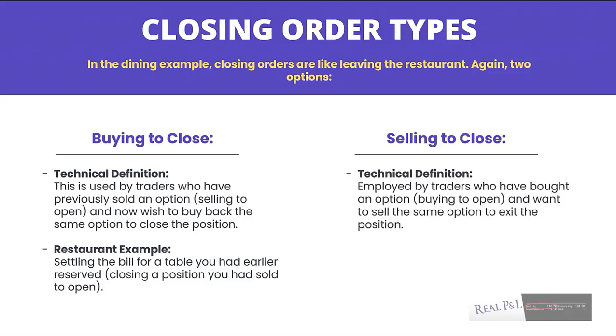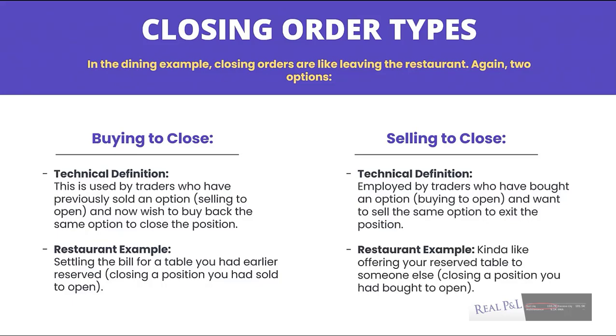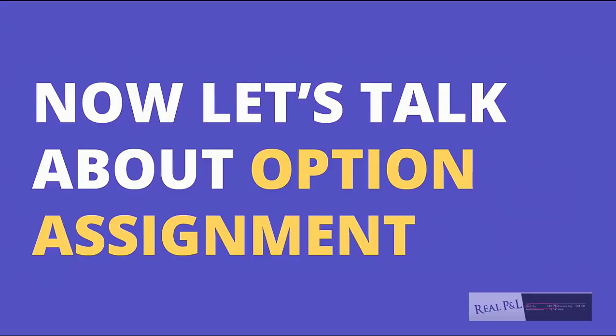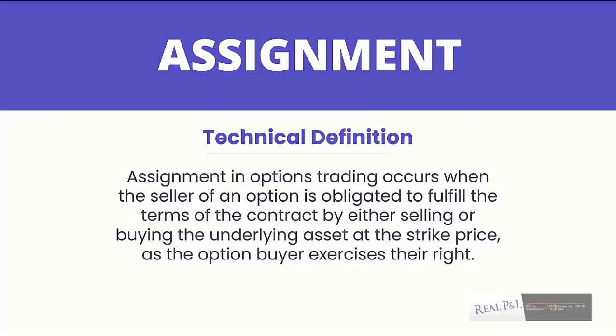Now, selling to close. The technical definition is employed by traders who have bought an option, buying to open, and want to sell the same option to exit the position. So in a restaurant, it's kind of like offering your reserved table to someone else, closing a position you had bought to open. Now let's talk about option assignment. Assignment in options trading occurs when the seller of an option is obligated to fulfill the terms of the contract by either selling or buying the underlying asset at the strike price as the option buyer exercises their right.